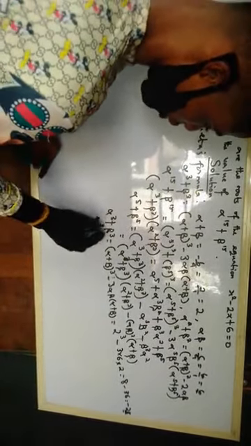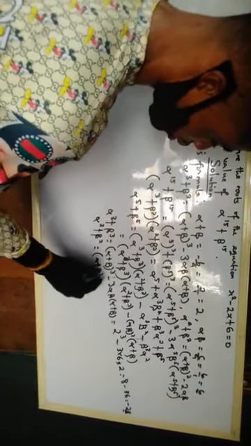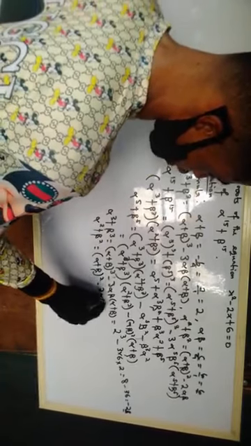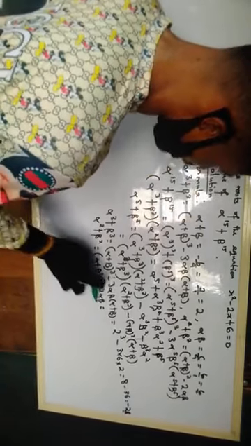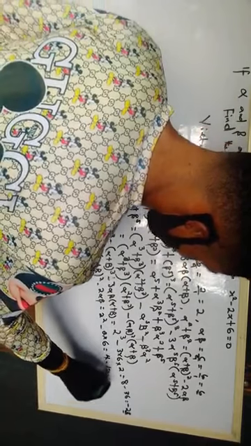Then α^2 + β^2 is going to be (α + β)^2 minus 2αβ. (α + β)^2 means 2^2 minus 2 times αβ, that is 6. Then we have 4 minus 12. This is giving us negative 8.